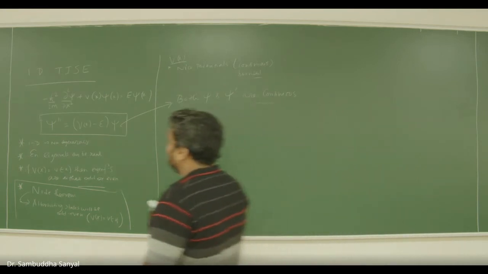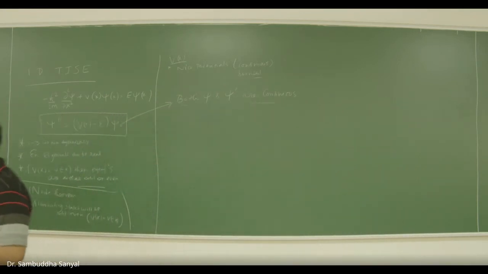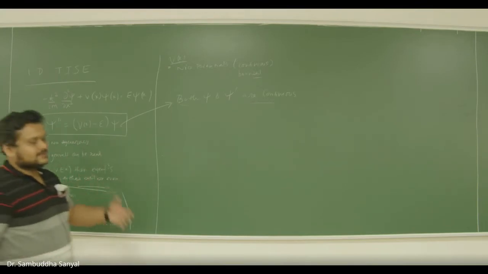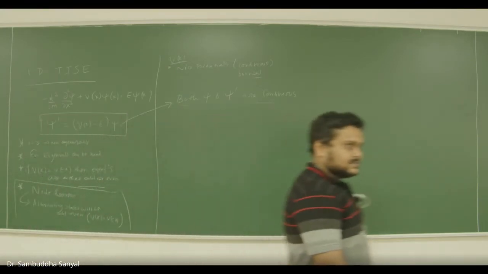There are two ways to see that. One is a very quick mathematical way: if psi and psi prime are not continuous, then psi double prime is not well defined, right? If there is a discrete jump in psi prime, it's not a continuous function.